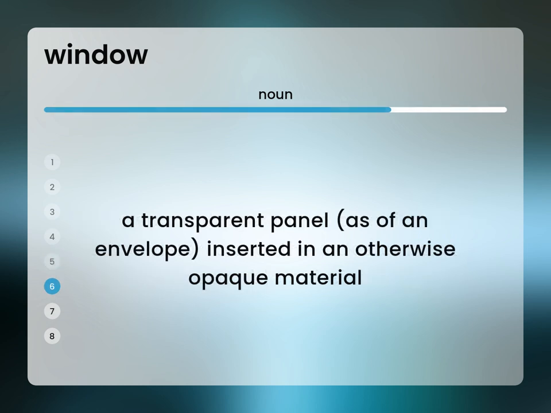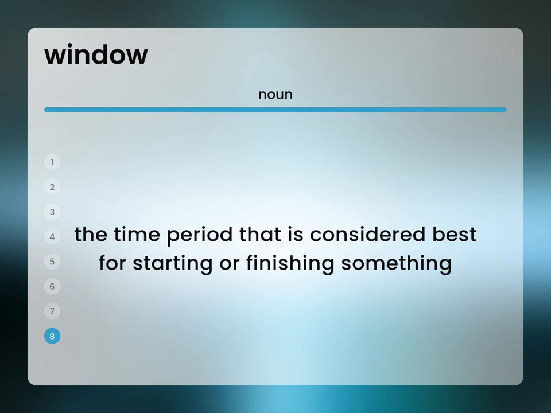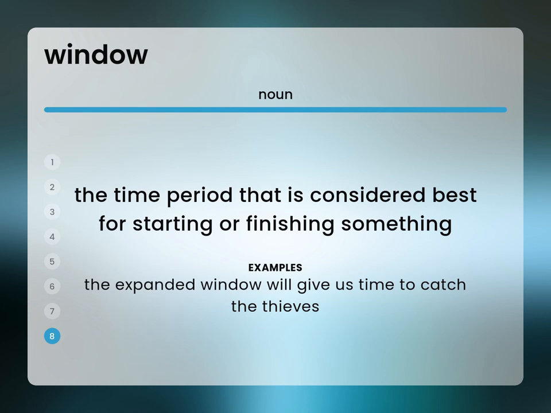A transparent panel, as of an envelope, inserted in an otherwise opaque material. Computer science. A rectangular part of a computer screen that contains a display different from the rest of the screen. The time period that is considered best for starting or finishing something. The expanded window will give us time to catch the thieves.